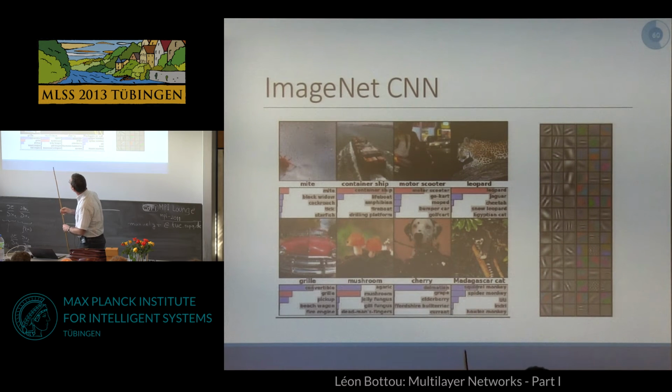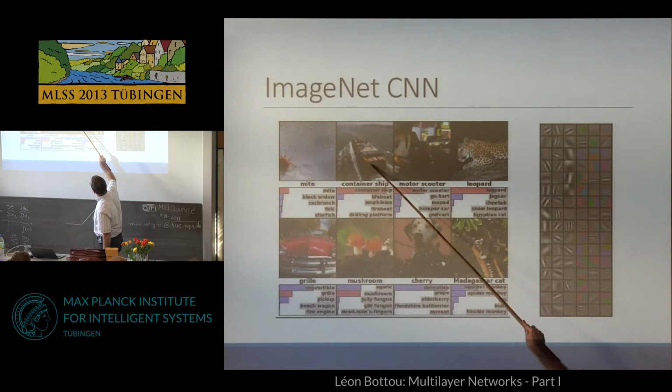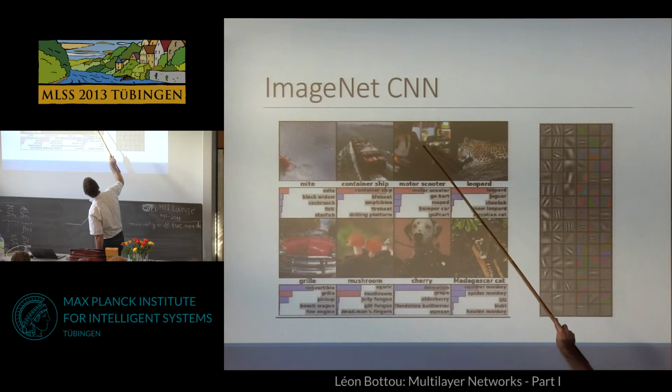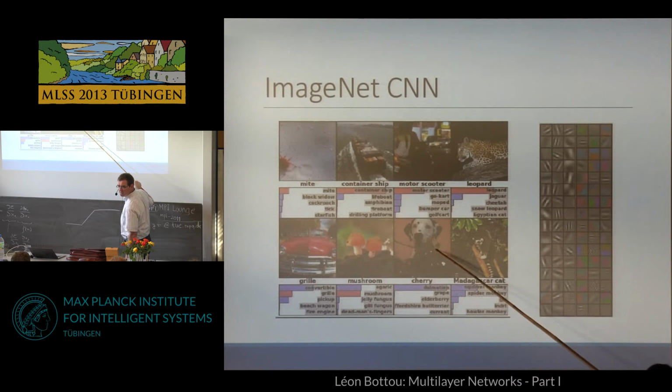And you get things like this. For instance, the network can see that this is a mite, and this is a container ship. Motor scooter, yes. Look, a leopard. That's interesting. This is labeled as cherry, because you have cherries. And the network is wrong here. It says it's Dalmatian. Is that stupid?